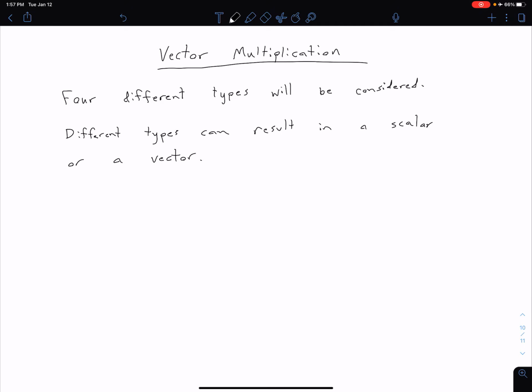One important thing to note is that depending on which type of vector multiplication we're doing, we can have a result that's either a scalar value or a vector value. So that's very important to keep in mind, whether we're dealing with a scalar or a vector.